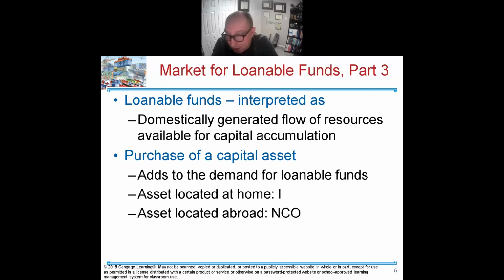When an asset is located in the home country, we identify that as the letter I for investing. For assets located in other countries, foreign countries, we identify that as NCO, net capital outflows.